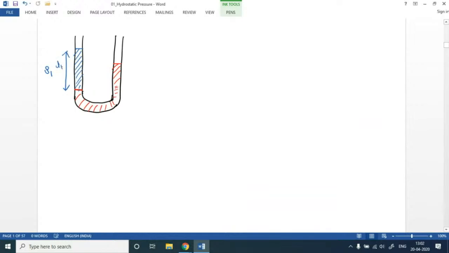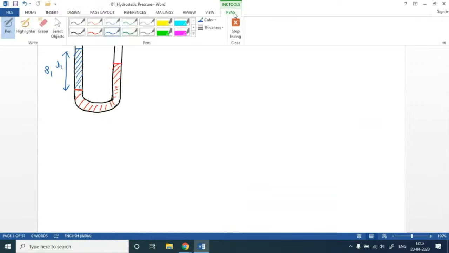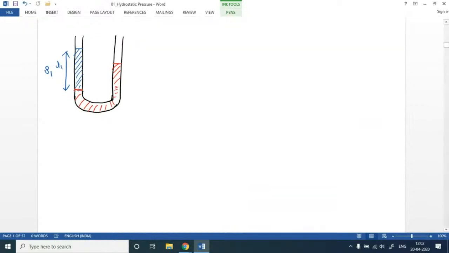Okay, and for this, let's draw a level over here. Let's say this density is rho2 and this length is L2, for example. In order to relate rho1 L1 and rho2 L2, we want to find out L1 and L2.